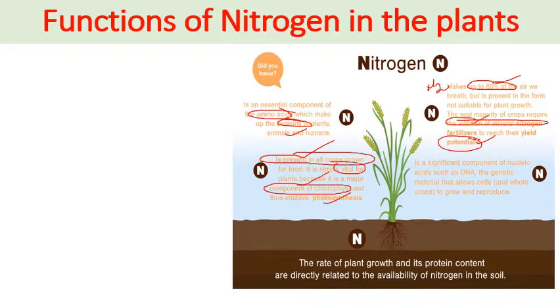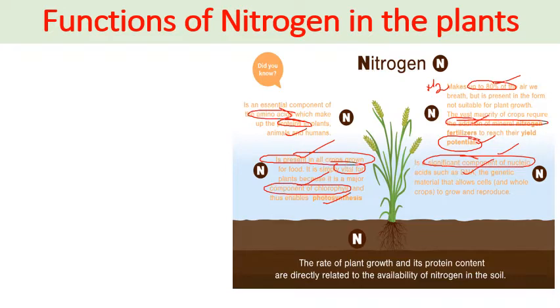So an extra source of nitrogen is also needed by plants, crop plants, as a fertilizer, so that they can produce maximum yield. And nitrogen is a significant component of nucleic acids like DNA and RNA. The nitrogenous bases which form the genetic material, that is DNA and RNA nucleic acids, are formed by nitrogen also.